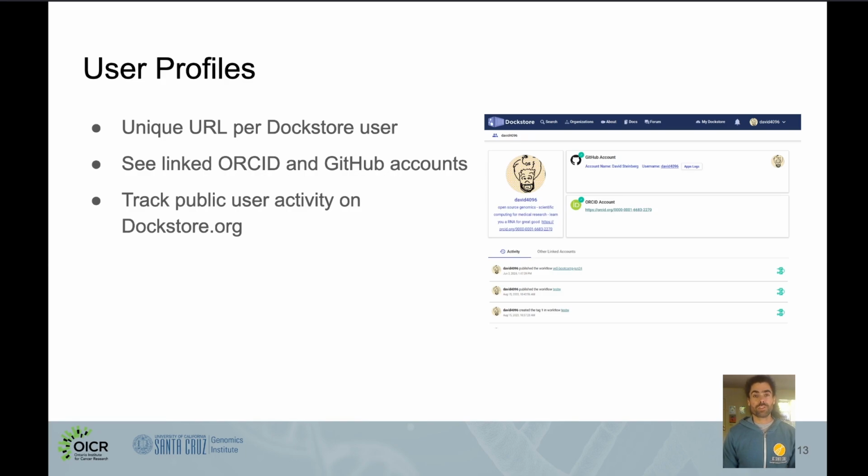We've also added a feature for user profiles. So now all Dockstore users are provided with a unique URL for their name, where you can see things like their linked accounts. As you can see, my GitHub account and ORCID account are visible here, as well as any public activity that is done across the site.